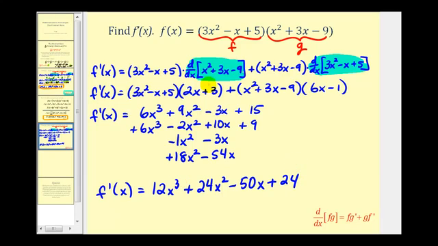So you can see we need to be very careful when multiplying this out, watching our signs, and make sure we combine the like terms.